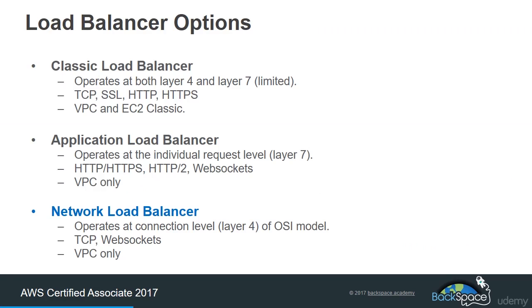Now, the network load balancer operates at the connection level, at the lower layer 4 of the OSI model. So it's just grabbing packets and forwarding those packets straight onto our back end. It's not doing much of layer 7 at all. It supports TCP at that lower layer 4 level, but it also supports WebSockets, which is also a layer 7 functionality, but that is all that it supports at layer 7. It only supports VPC instances. It does not support EC2 Classic.